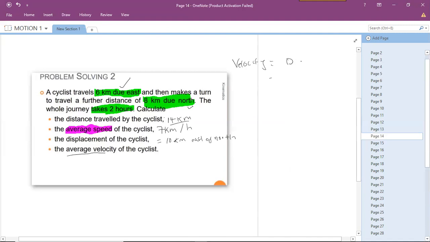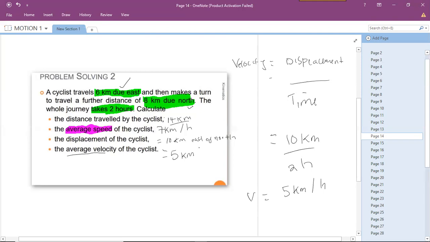Velocity is displacement over time. The displacement, we just found it as 10 kilometers, and the time still remains 2 hours. So our velocity will be 5 kilometers per hour. So that's the difference between scalar quantities and vector quantities, the difference between speed and the difference between velocity.